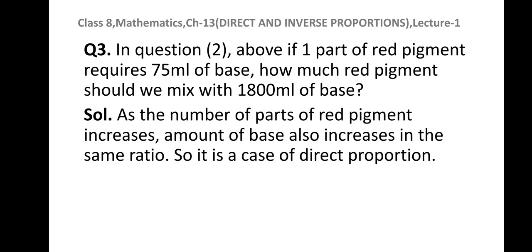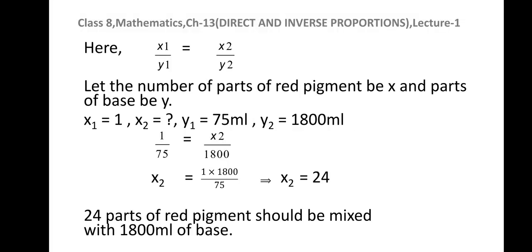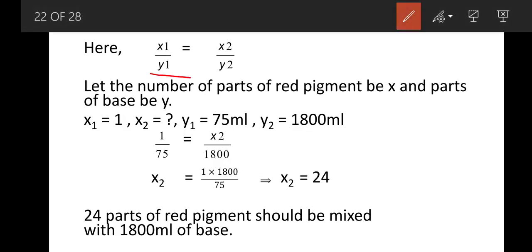As the number of parts of red pigment increases, the amount of base also increases in the same ratio, as we have seen. So this is a case of direct proportion, and in direct proportion we know how to solve the question. x1 over y1 is equal to x2 over y2. So this is what we have done. Number of parts of red pigment I have taken as x, and parts of base I have taken as y. It is always better to make a table, though since this is related to question number 2, I have not made a table in this. Otherwise it is better to make a table.